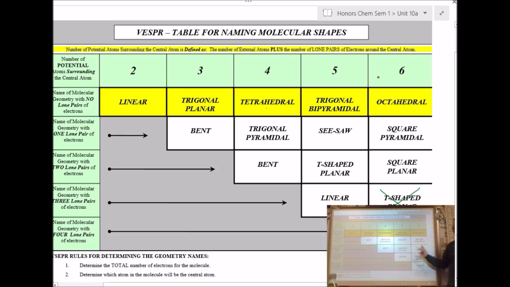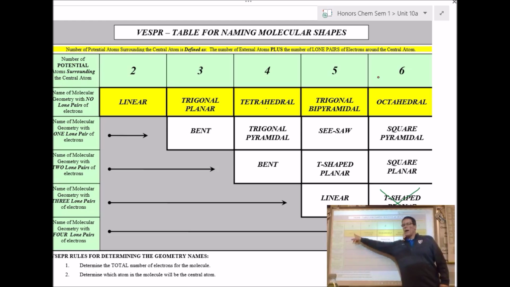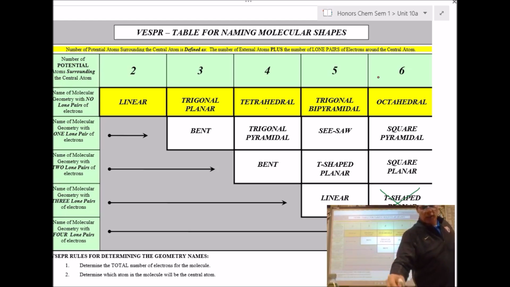The second name is what it actually forms. So let me ask you this. Any of these 5, if all the external atoms are the same, will be polar or nonpolar? They have no lone pairs. So all 5 of these up front have no lone pairs, so if all the external atoms are the same, then it's always going to be nonpolar. Once we start losing atoms and have lone pairs, then it starts to get polar.